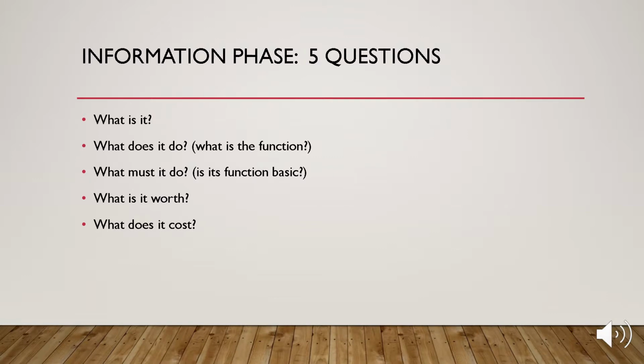Now, to put that a little bit more succinctly, there are 5 basic questions that should be addressed during the information phase. What is the project? What does it do? Meaning, what are the functions? What must it do? What are the basic functions? What are the purposes of this project? What is it worth? What is it worth to the owner, to the customers, to the business? What does it cost?